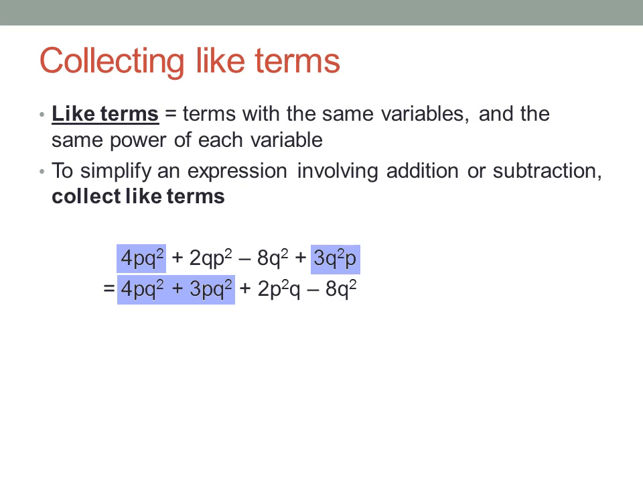So collect the like terms, 4pq squared and 3q squared p. Put them together. The others can stay at the end. Notice I've written them all in the more conventional alphabetic order. Be careful with that minus sign. Keep it with the 8q squared that follows it. The minus sign applies only to the term immediately after it. Okay, now 4 plus 3 is 7pq squared, and the rest is unchanged.